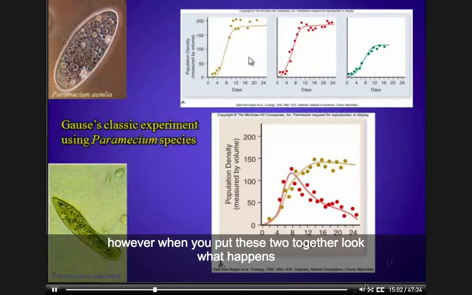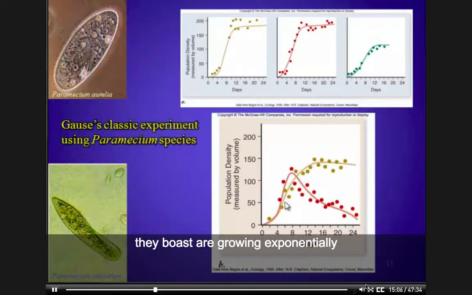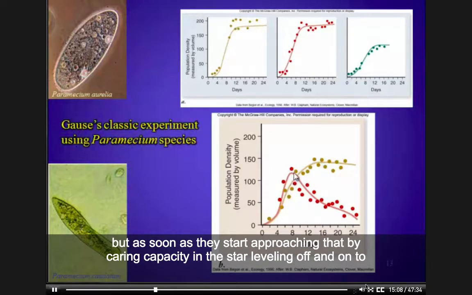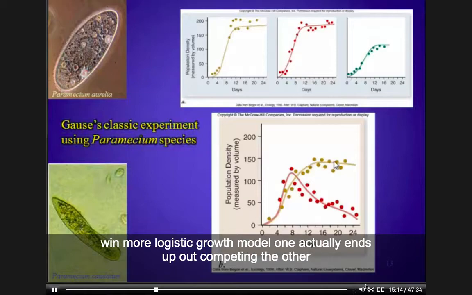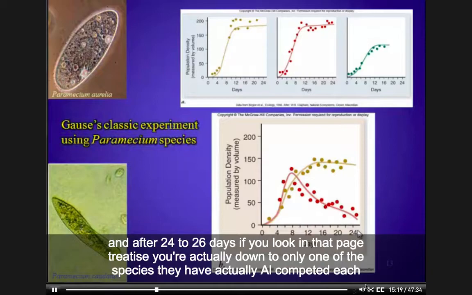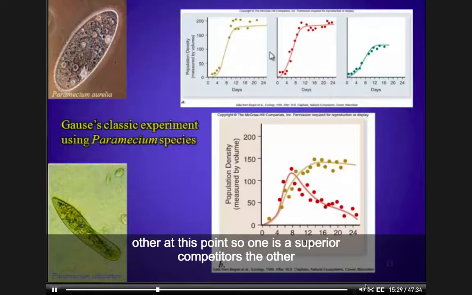However, when you put these two together, look what happens. They both start growing exponentially, but as soon as they start approaching that carrying capacity and they start leveling off to a more logistic growth model, one actually ends up outcompeting the other. And after 24 to 26 days, if you look in that petri dish, you're actually down to only one of the species. They have actually outcompeted each other at this point. So one is a superior competitor to the other.